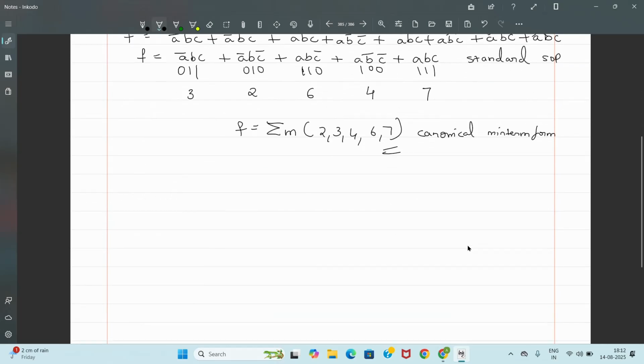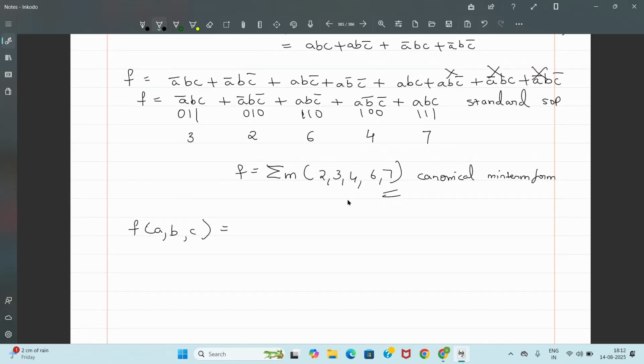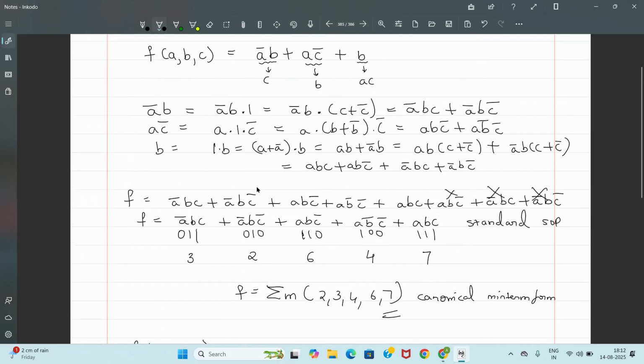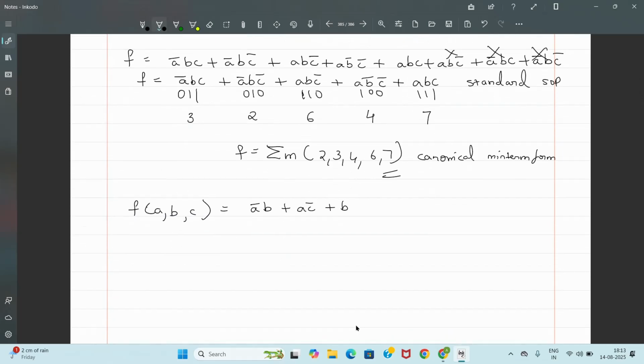I'll give you one simple way to write this, one simple method, which I found easy to use. We'll try to solve the same question with this method. I'll take the same inputs. I have A bar B plus AC bar plus B. Okay. So now I'm directly going to, I'm not individually adding C plus C bar and then multiplying it, all that. I'll directly tell you how we can do this.